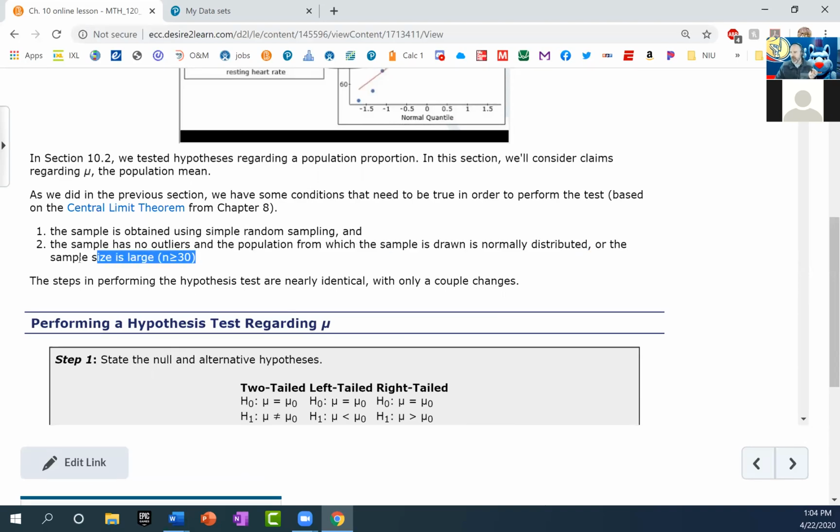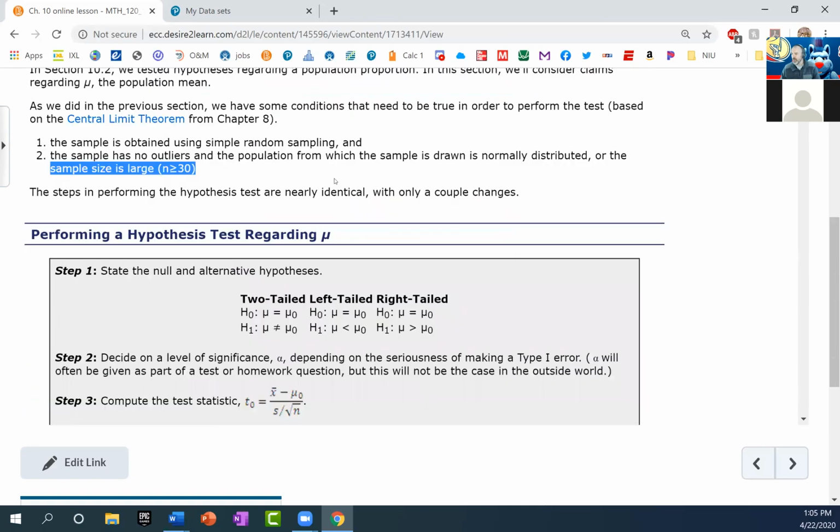And that n greater than or equal to 30 is not a super hard line. It's a little fuzzy, like a lot of statistics. It's like, well, there are a couple options here. So you're like, my green screen is broken. I'm like, you can see beyond my green screen.